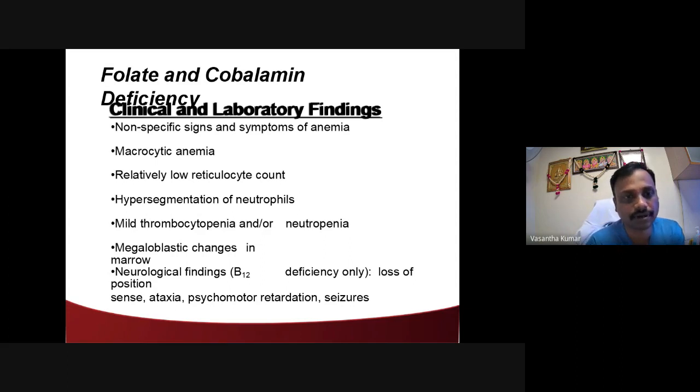So the patients present with non-specific signs and symptoms. Relatively, they have a low reticulocyte count. Another interesting thing is these patients will have hypersegmentation of the neutrophils. Patients with B12 deficiency will have neurological dysfunctions. Patients might have ataxia or lack of proper gait. They will have gait disturbances in B12 deficiency, like ataxic gait, psychomotor retardation, and seizures.